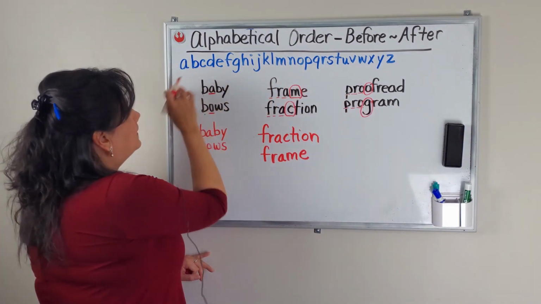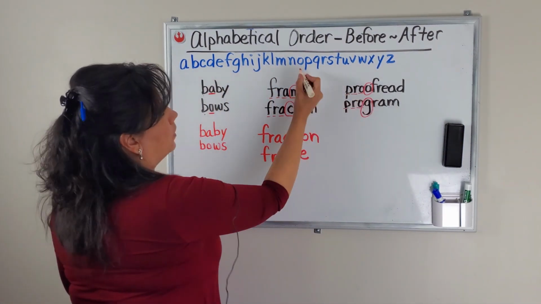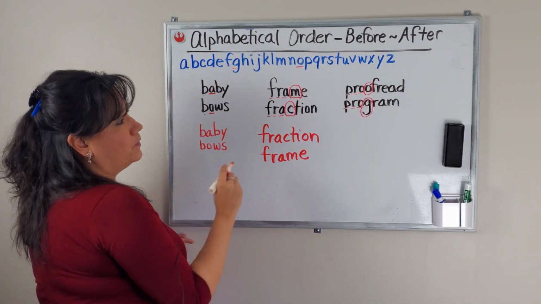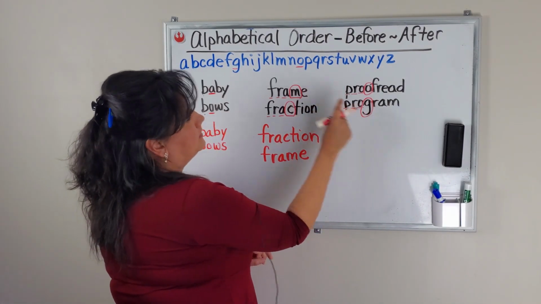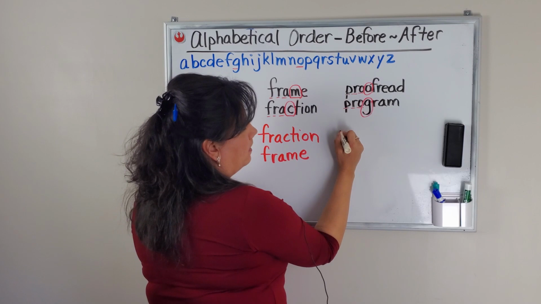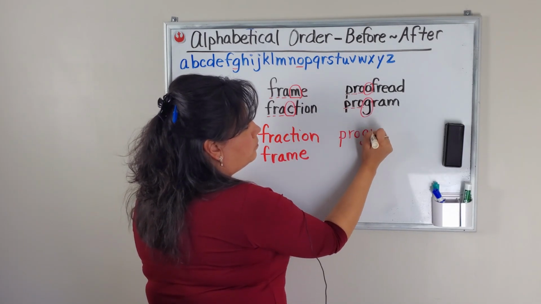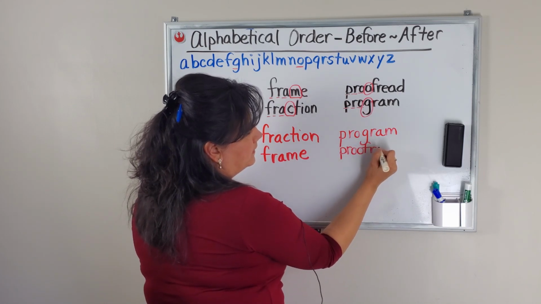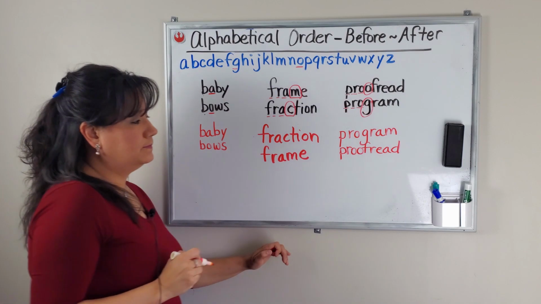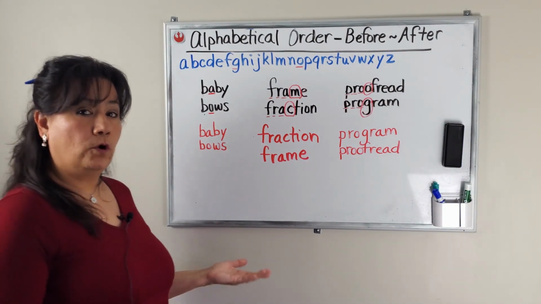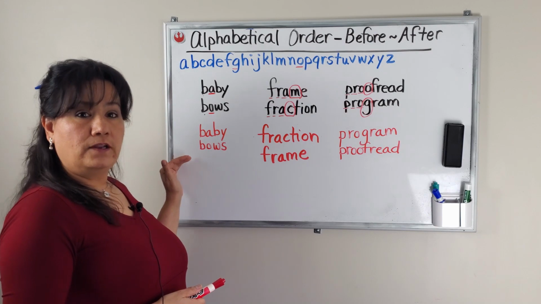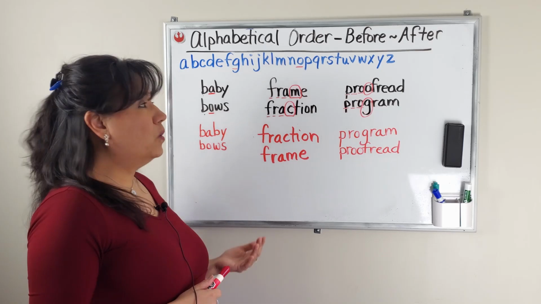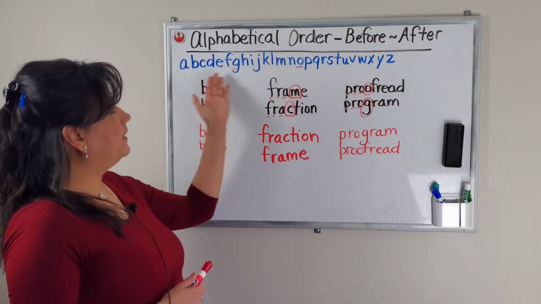Again, if I look at my alphabet, I can see that the letter O is here in order and the letter G is here in order. So I know that since G comes before O in alphabetical order, the word program comes before proofread. And now I have put these sets of words in order, and I know which one comes before and I know which one comes after. So this is a very easy way to know and to follow the alphabet.